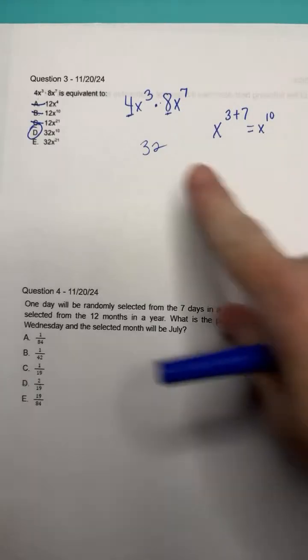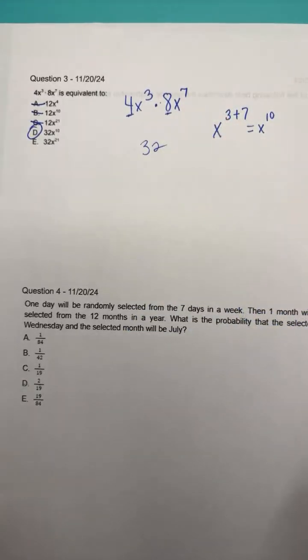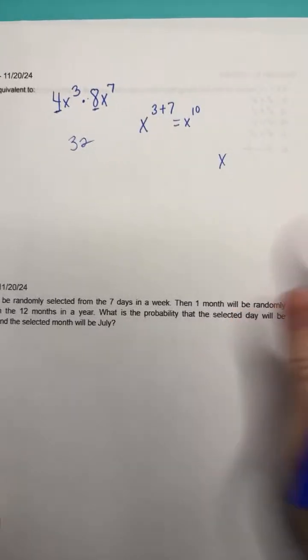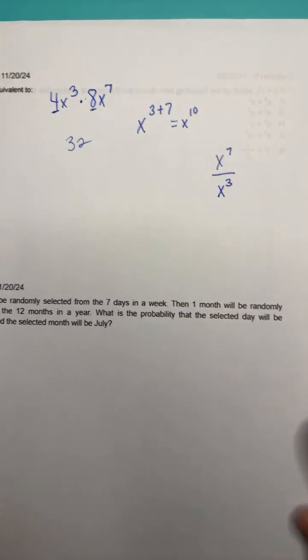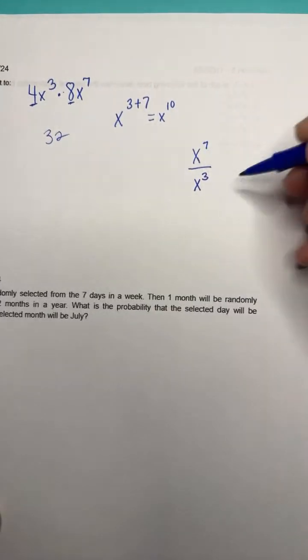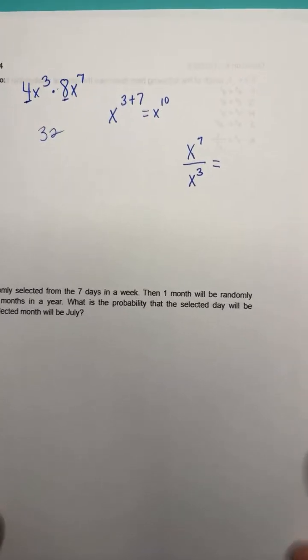Now, that's when we're multiplying. Here's a little extra. What do we do if we are dividing variables of the same base? If I had x to the 7th divided by x to the 3rd, same base of x, how do we handle exponents that way?